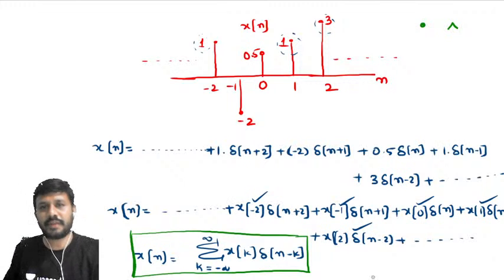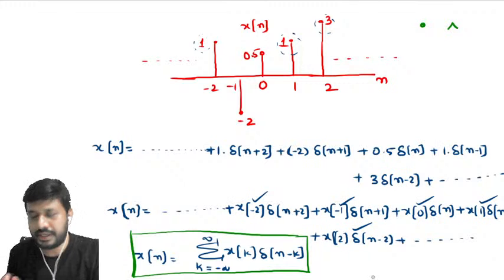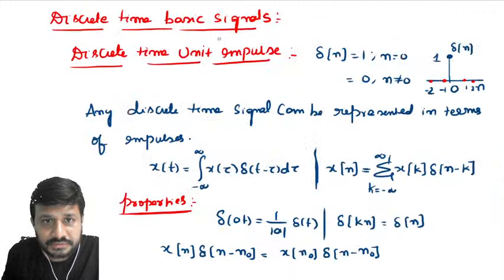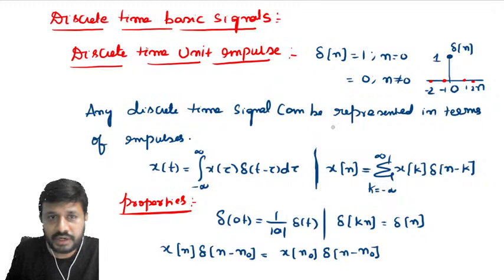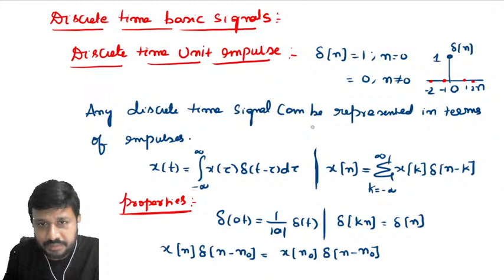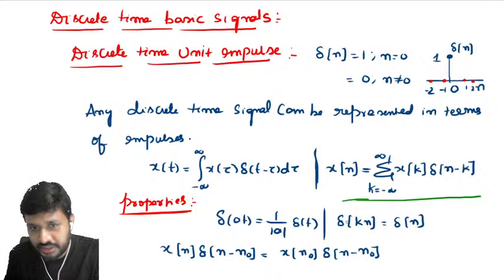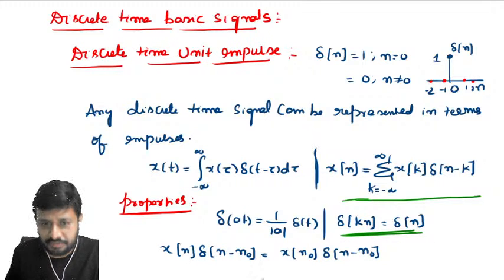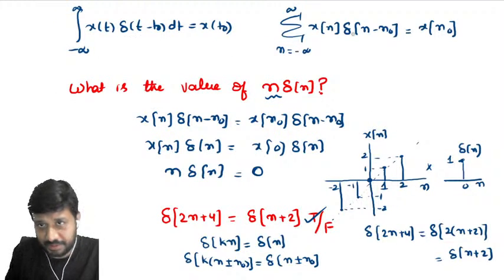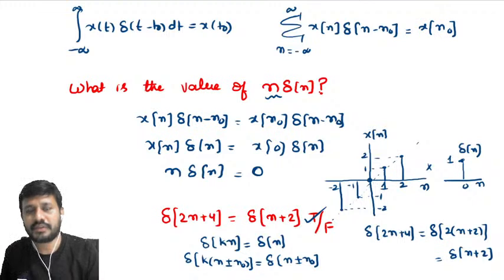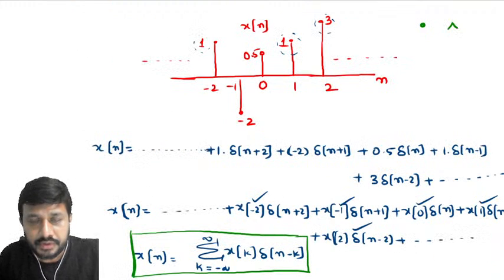Right? So this is about the discrete time unit impulse signal. This is the definition: 1 at n equal to 0 and 0 for n not equal to 0. Any discrete time signal can be represented in terms of impulses. Just now we have seen this expression, and the properties, only the scaling property differs. Del of kn is del of n, and we have the product property and the sampling property also. This much knowledge is enough on discrete time unit impulse.